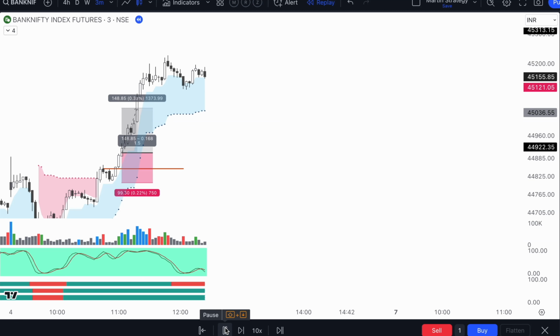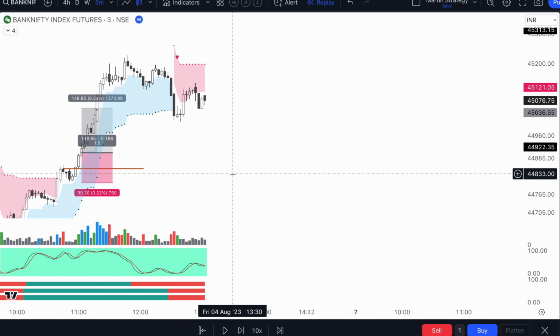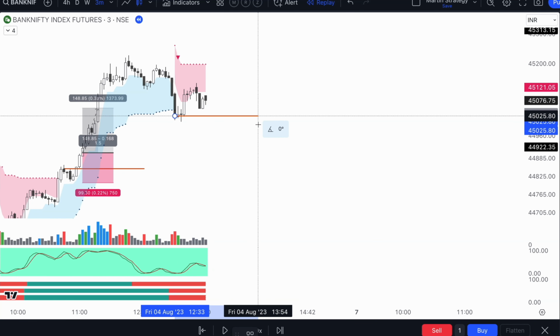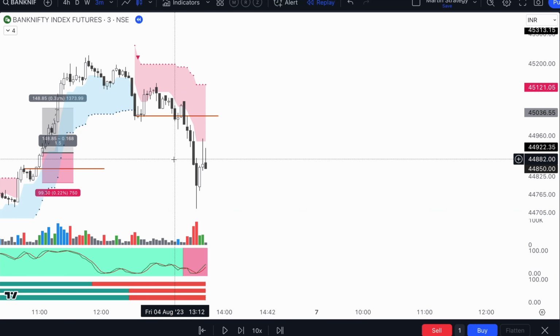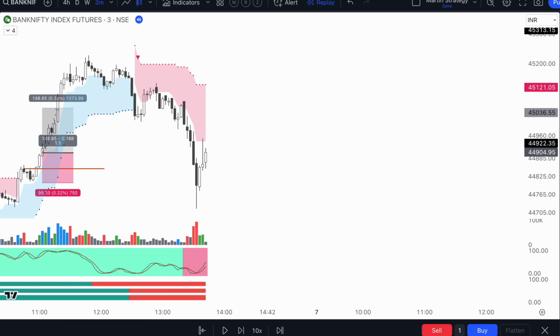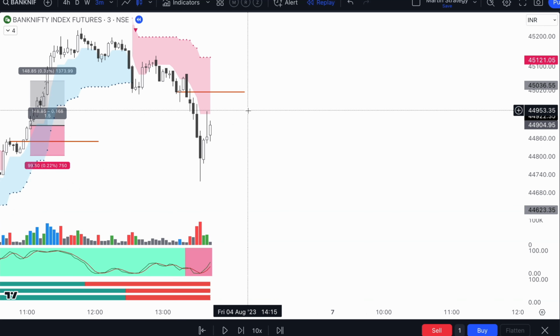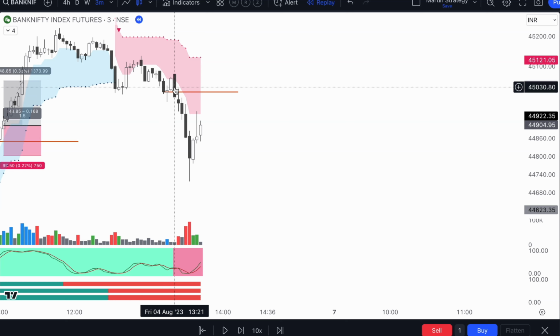So let's see. There we go. We have a breakdown. So no short signal yet. So I'll just mark the lows. There we go. Then just update the low. So as the price develops, you have to keep updating your lows. Take the previous low. So this is our previous low, candle close. So that's our signal candle.